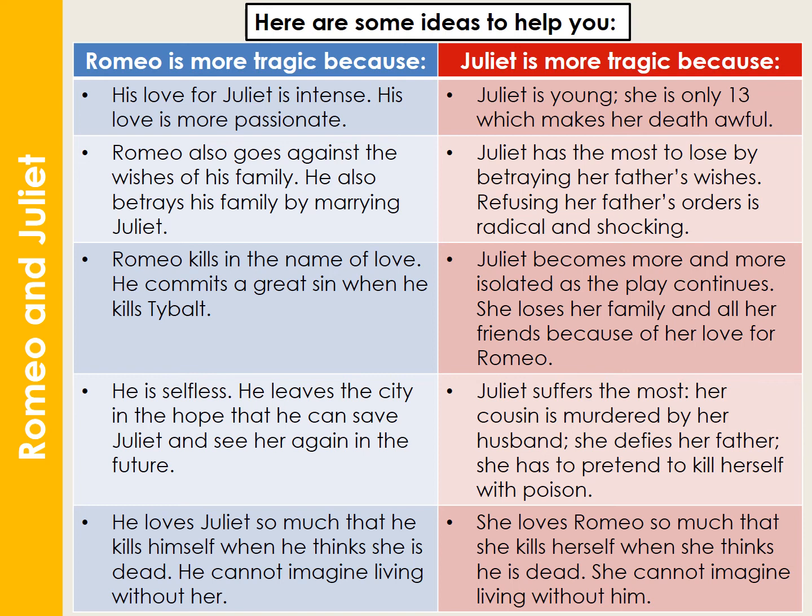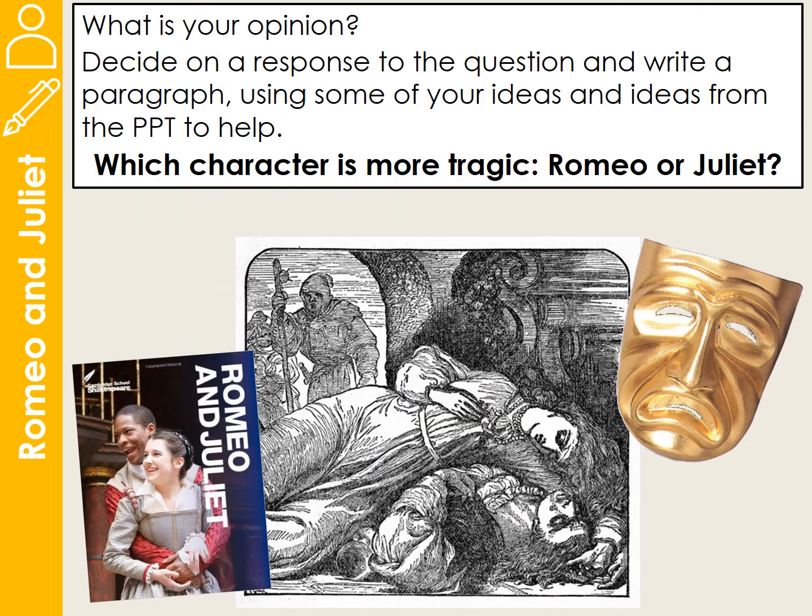And then finally, she loves Romeo so much that she kills herself when she thinks he is dead. She cannot imagine living without him. If we look at the last boxes in both columns, they are the same. They both feel that they love each other so deeply and so intensely that they cannot live without each other. So make sure that you've added any notes to your chart so that you've got as much detail as possible. Pause the recording now and make sure you've got those things written down, please.